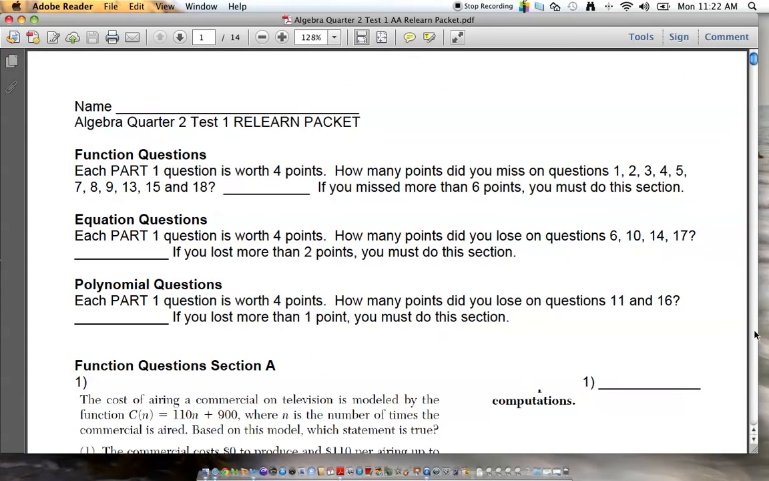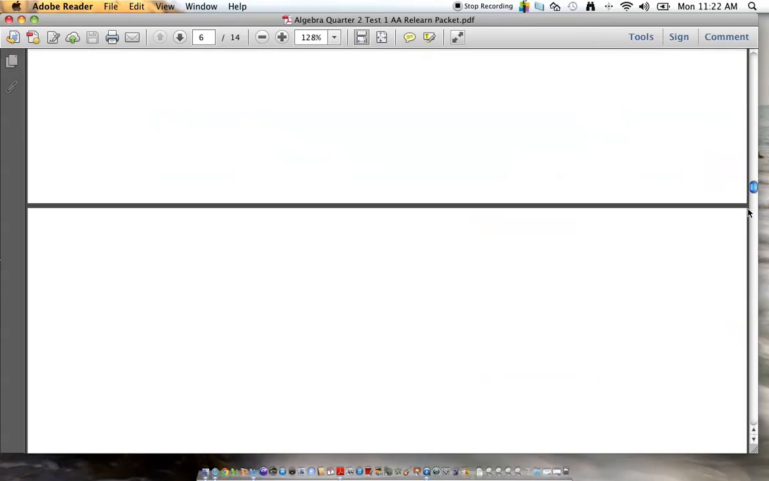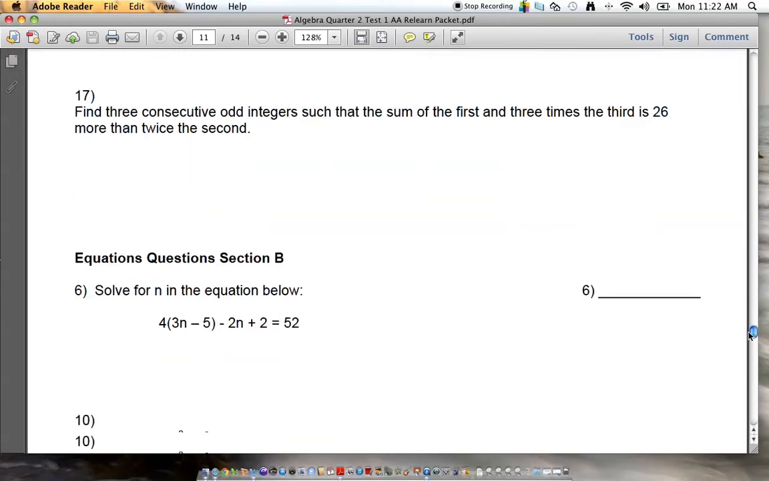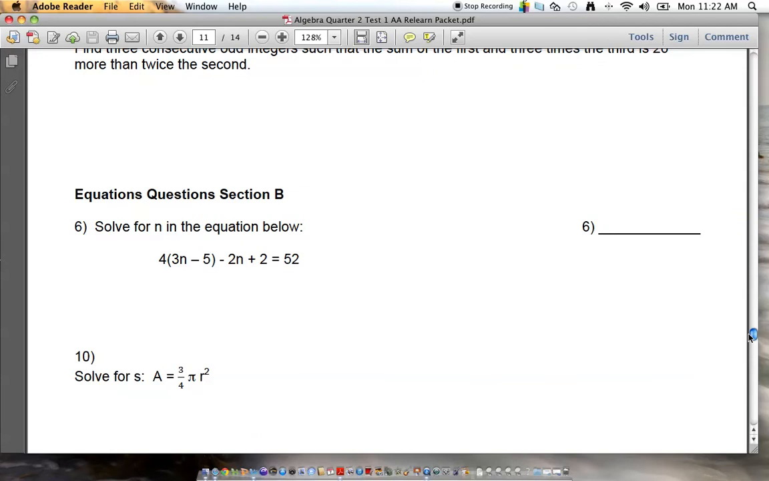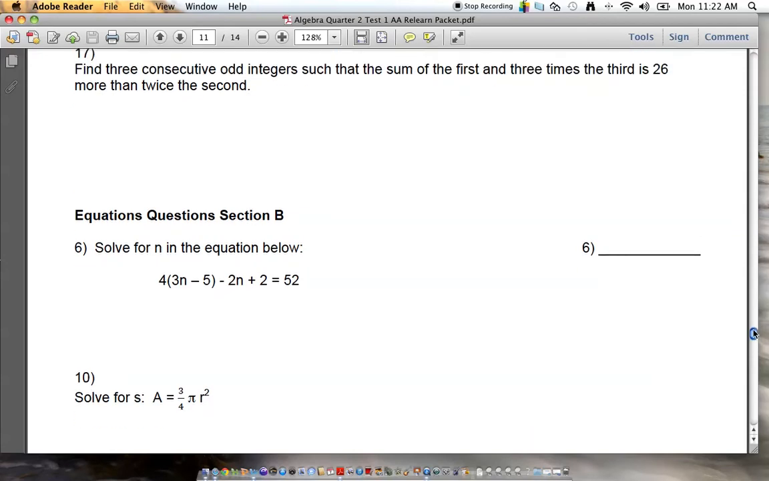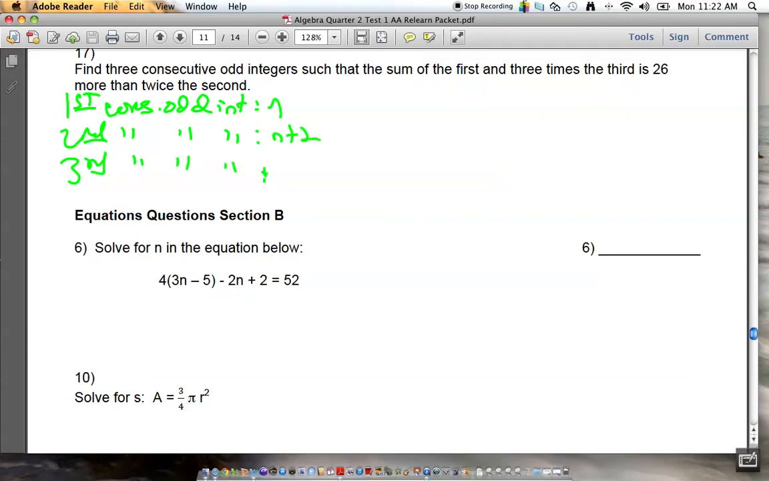A little more challenging consecutive integer problem. Find 3 consecutive odd integers such that blah, blah, blah. I'm going to start with the 3 consecutive odd integers. Ready? First consecutive odd integer, n. Second consecutive odd integer, n plus 2. Third consecutive odd integer, n plus 4.